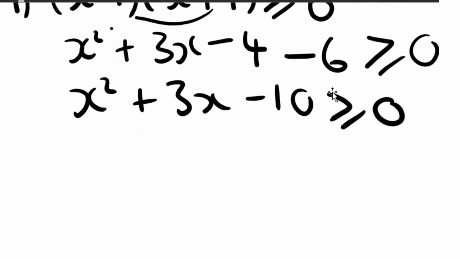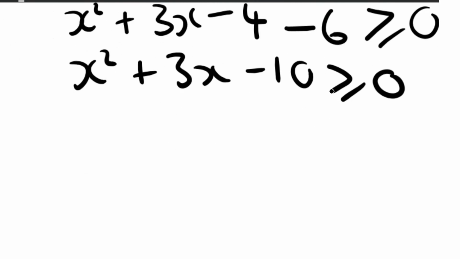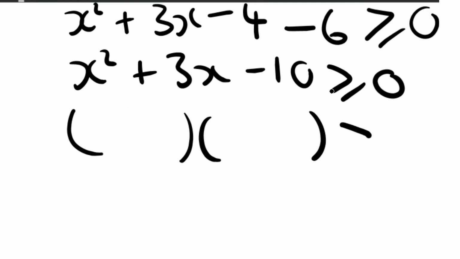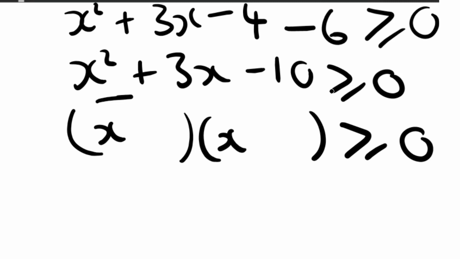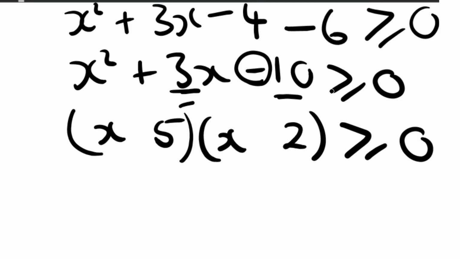Now let's proceed. The factors for this trinomial: we open our two brackets like this, greater than or equal to 0. We put our x and x for this x squared, and then we have factors of 10 which when we subtract we get 3. We have 10 times 1, and 5 times 2. We are looking for 5 times 2, because they are the ones that when we multiply we get 10, and when we subtract them we get 3.